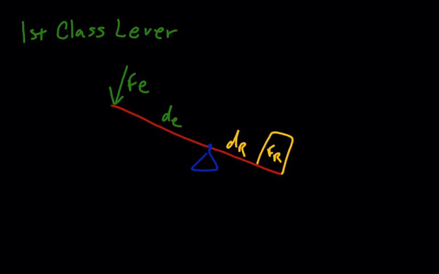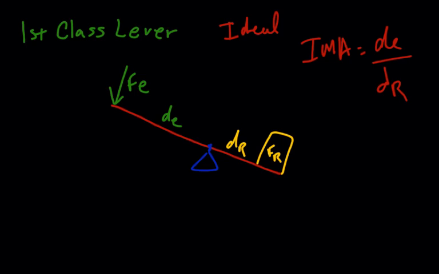And if you remember, ideal mechanical advantage is the effort distance over the resistance distance. The way I remember that is ideal: there's dE, so that goes on top. Ideal mechanical advantage is dE over dr. So what is the ideal mechanical advantage for a first class lever?